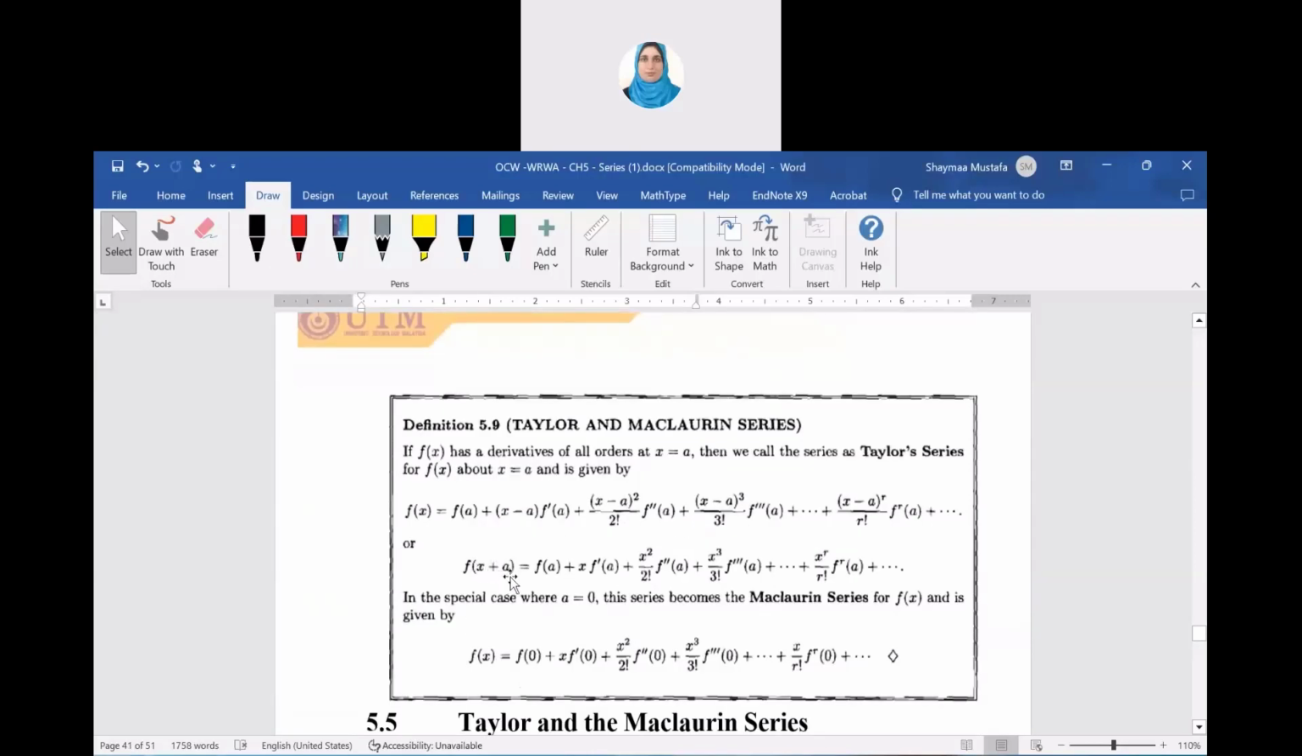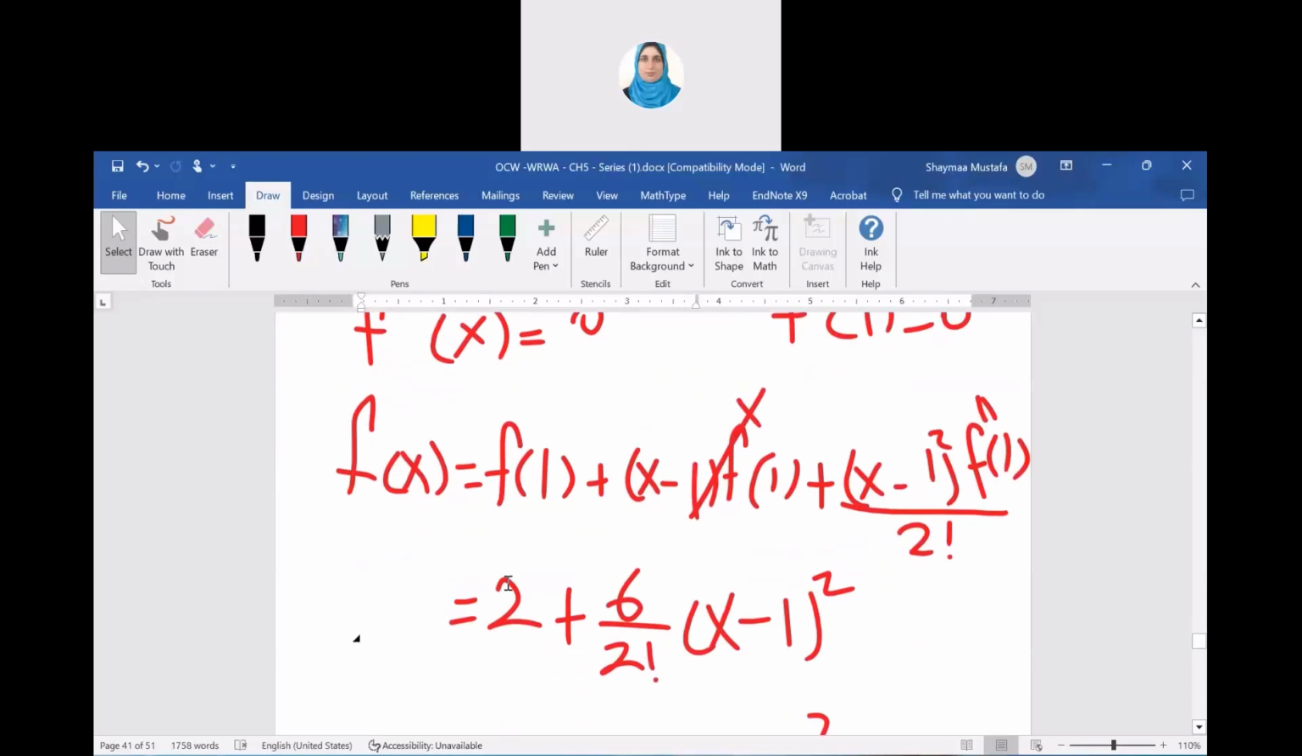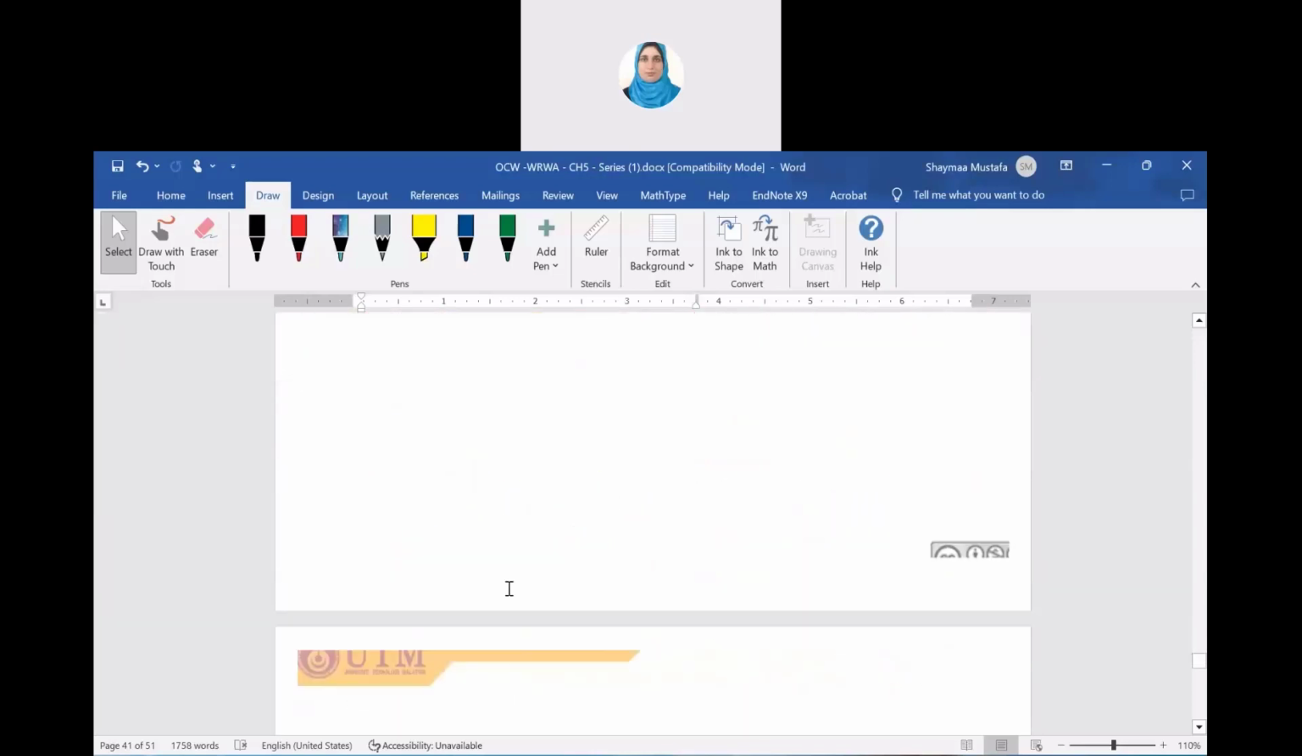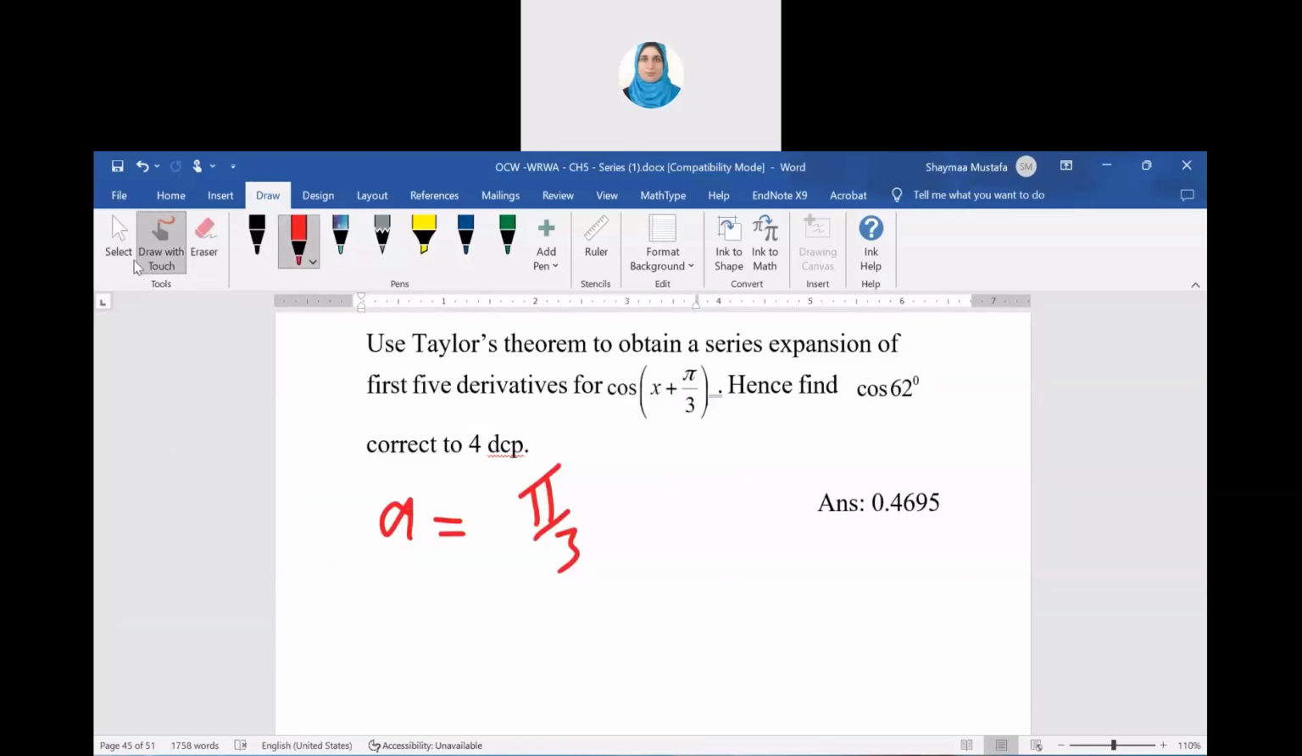You can use f of x plus a, this one, or you can use f of x, but then your a is pi over 3. f of x plus a is equal to f of a plus x times the first derivative at a, plus x squared over 2 factorial times the second derivative at a, and so on. A here is pi over 3. So I will write the formula here.